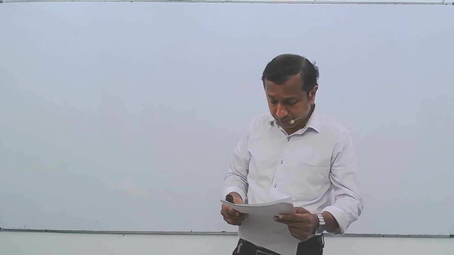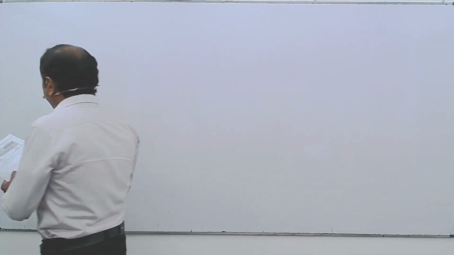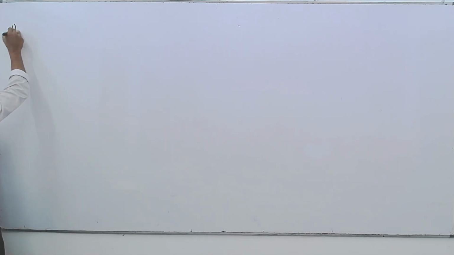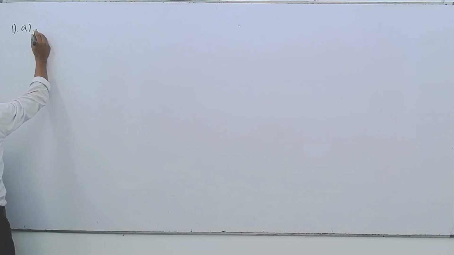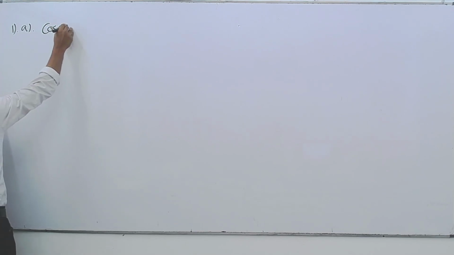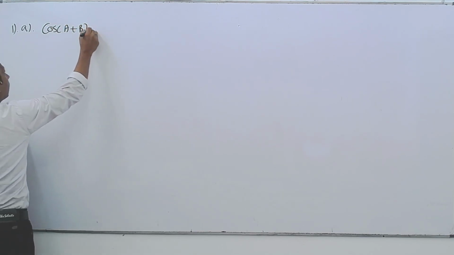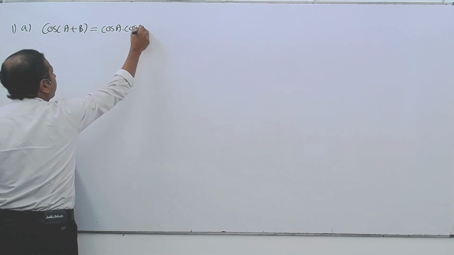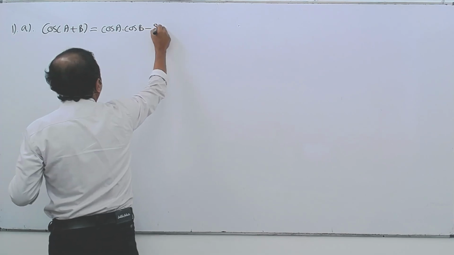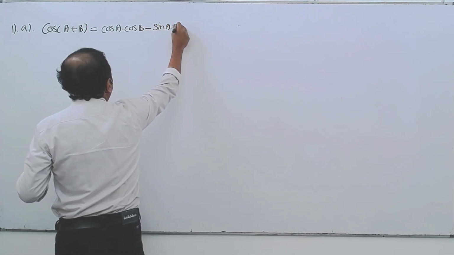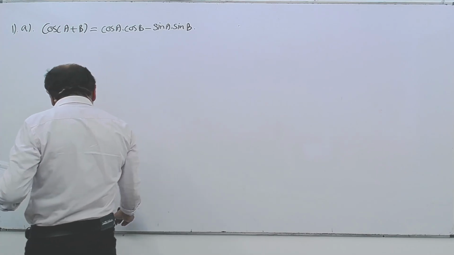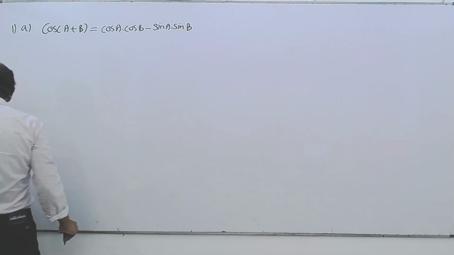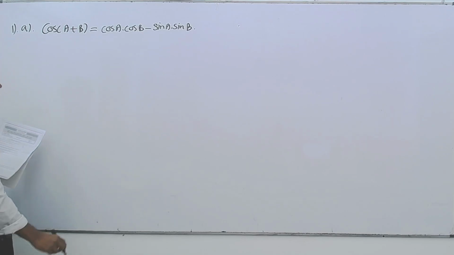Weekly paper number 10, number 1, part A. You are given cos(A+B) = cos A cos B minus sin A sin B. Hence obtain a similar expression for cos(A−B).